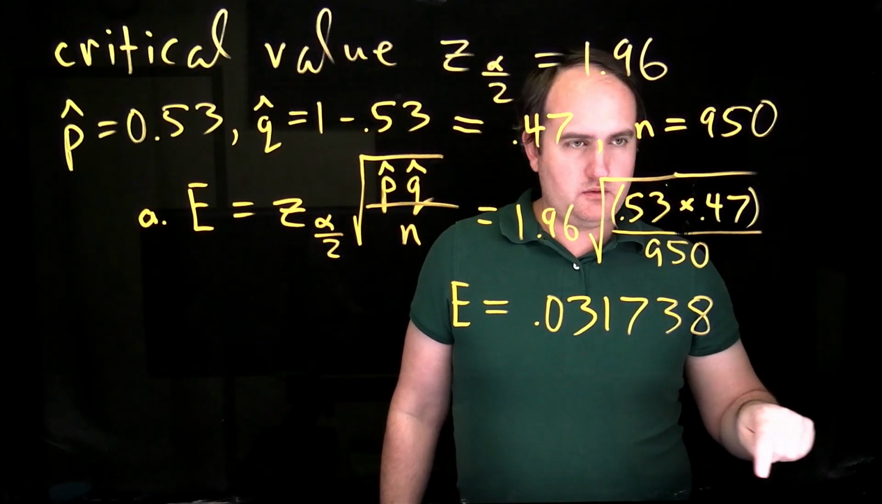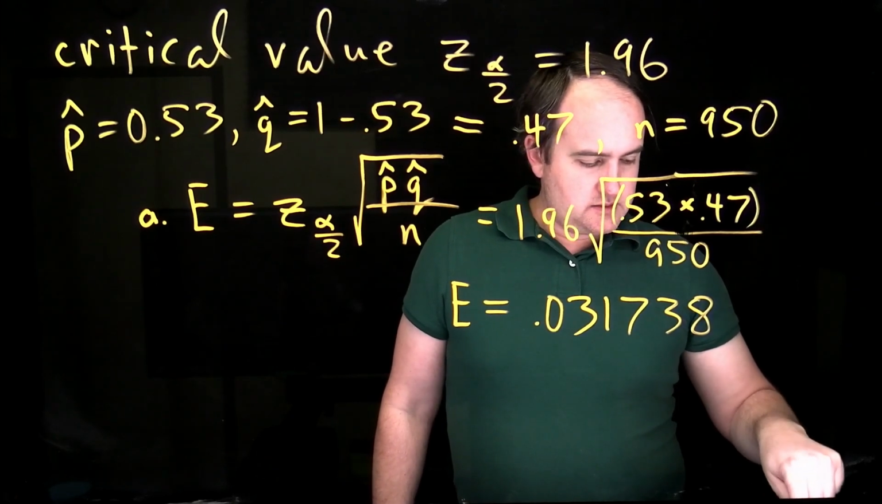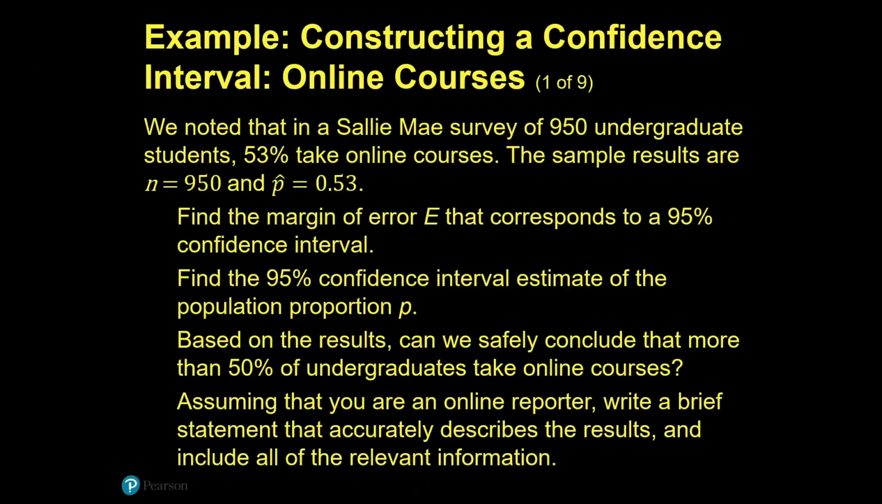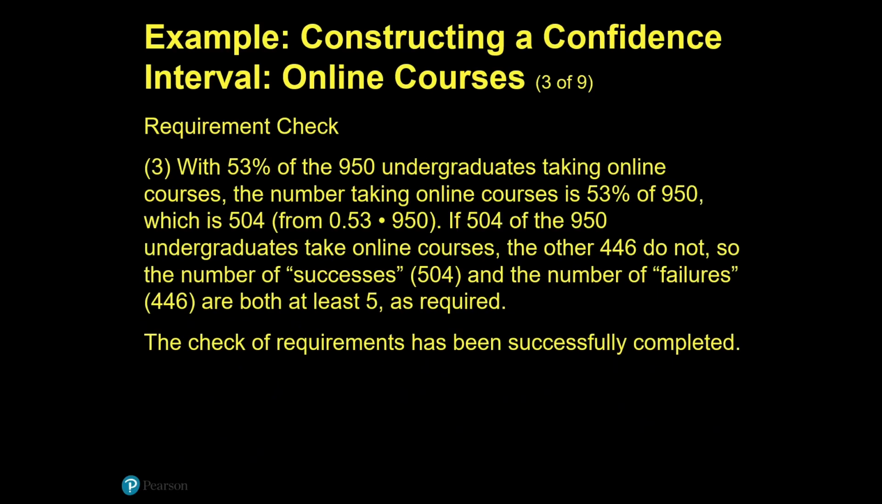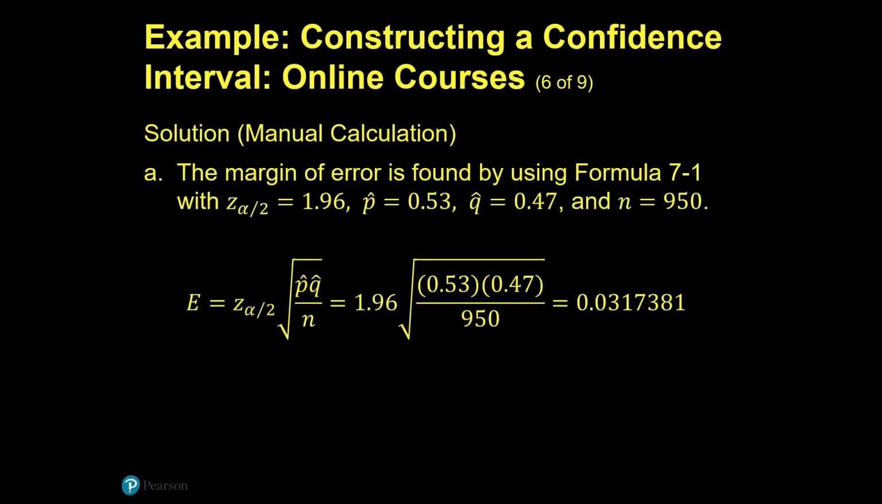Okay, so if we return to the slides, we just found the margin of error E. It's also worked out on the slides. We didn't bother to do the requirements because those are already satisfied in all of our homework problems. But the margin of error, as you can see, they went ahead and wrote out a bunch of digits like we did.